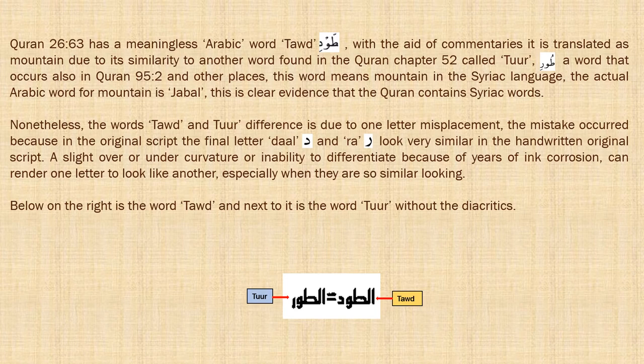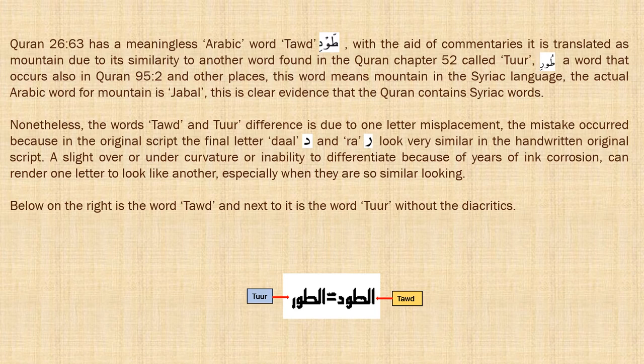In Quran 26:63, a meaningless Arabic word, Tawd, is found. With the aid of commentaries, it is translated as mountain due to its similarity to another word found in the Quran, chapter 52, called Tur, a word that occurs also in Quran 95:2 and other places. This word means mountain in the Syriac language. The Arabic word for mountain is Jabal. This is clear evidence that the Quran contains Syriac words.